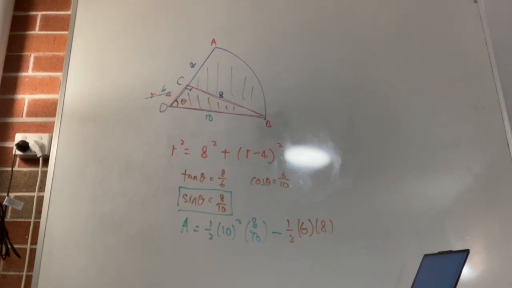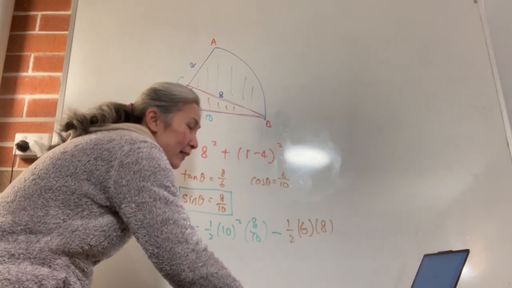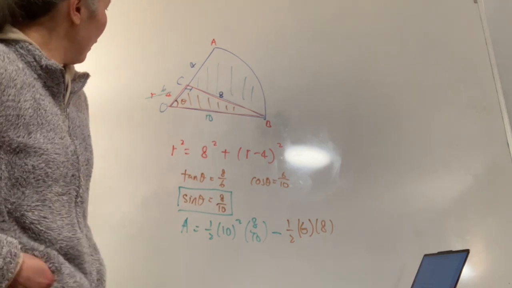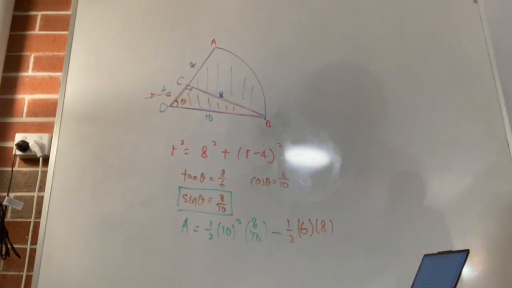16. Sounds pretty good. Is that right? 23.36. I got this one also. A half base times height. Do you have the 16 as well? What do you have? I think it's fine. It's fine with the 16.